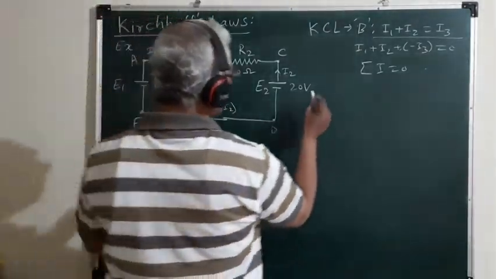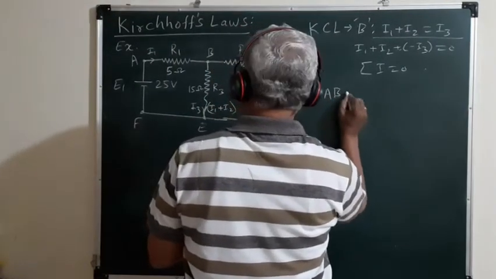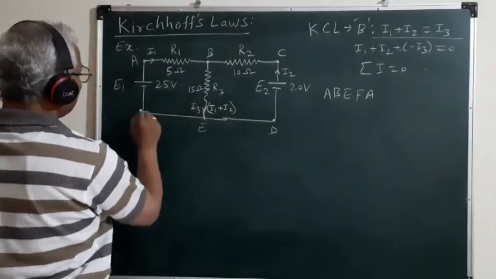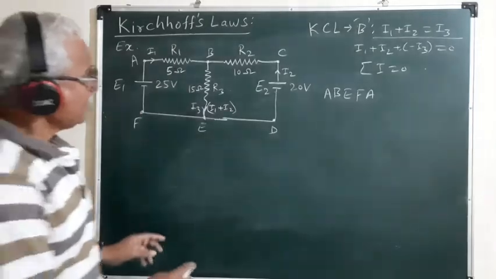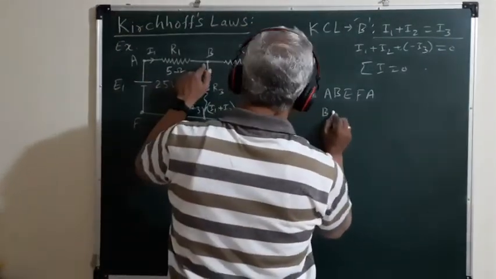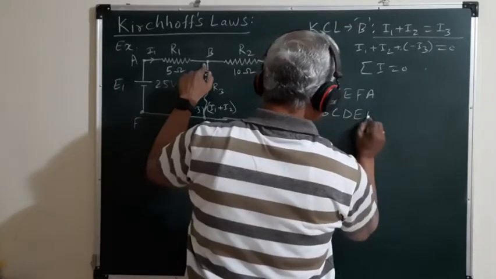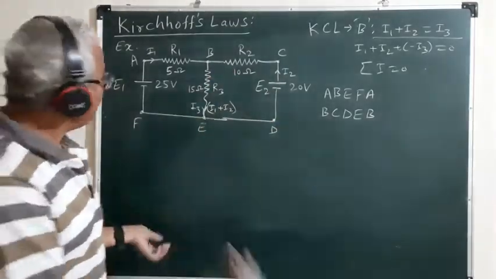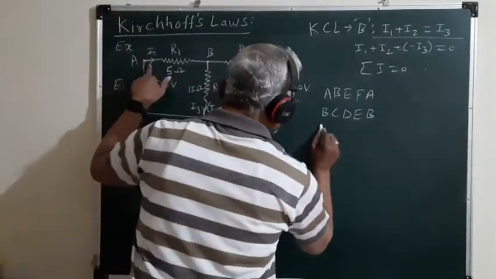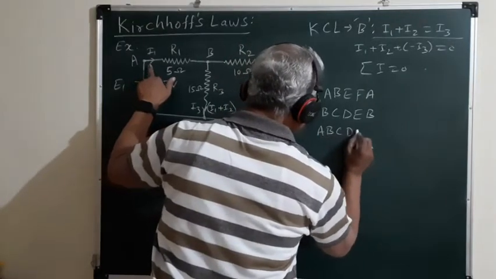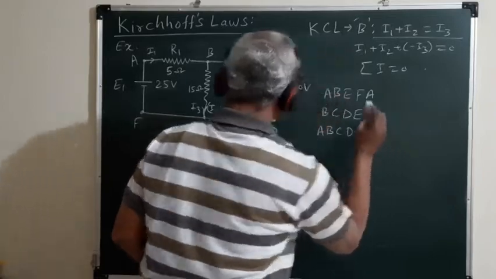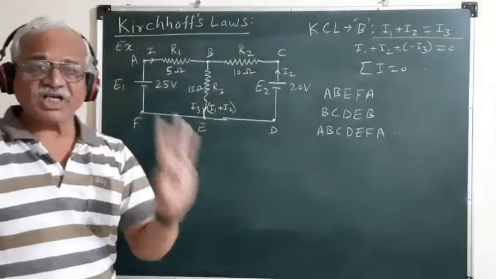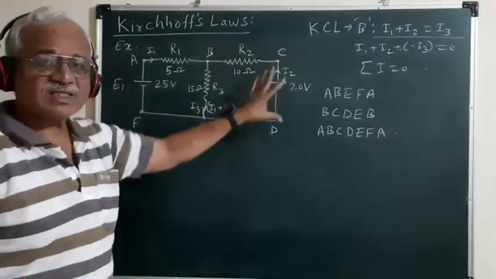The first closed loop is A, B, E, F, A. The second closed loop is B, C, D, E, B. And the third closed loop is A, B, C, D, E, F, A. So there are three different closed loops in this network.